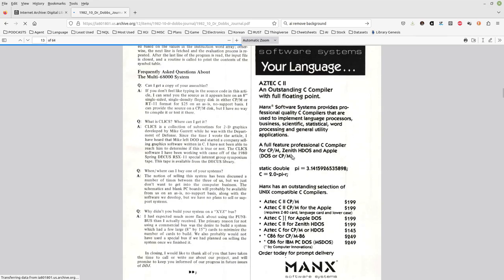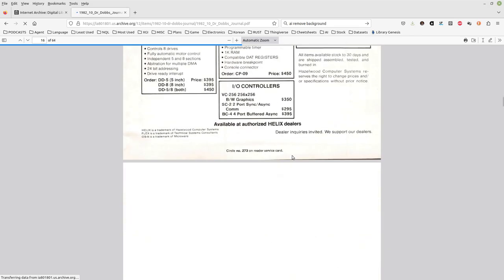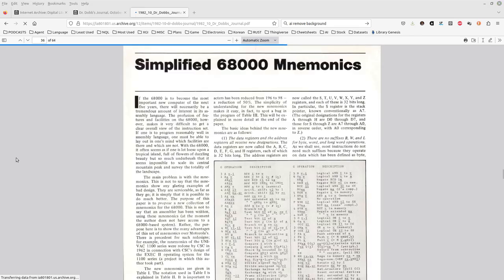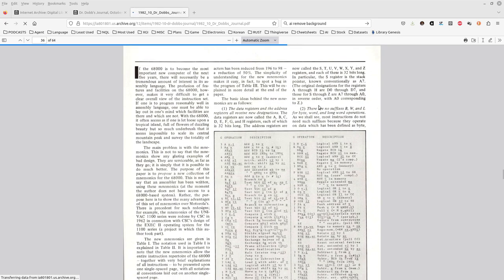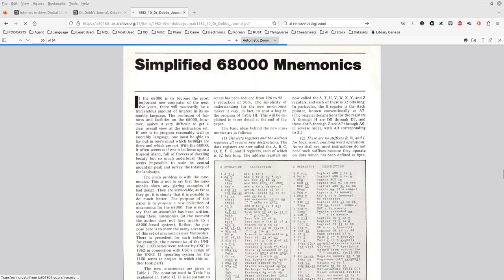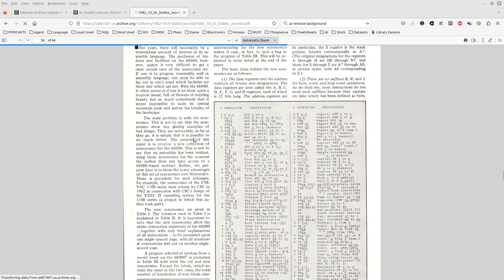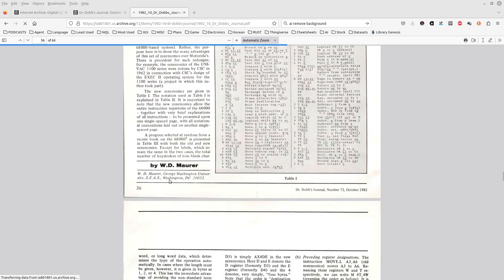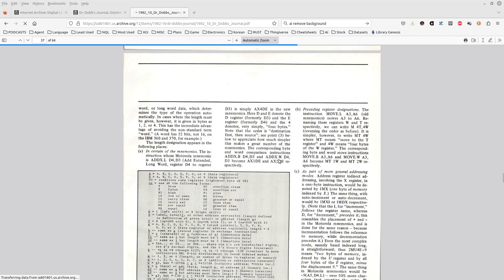Now it's not this bit. Let me just find it. Okay, lots of scrolling, but I eventually found it. Now he wrote up a simplified set of mnemonics for this in order to reduce the instruction set. Now what I was curious about was, did W.D. Mauer at George Washington University ever get his simplified assembler?